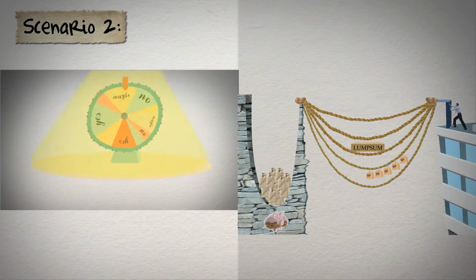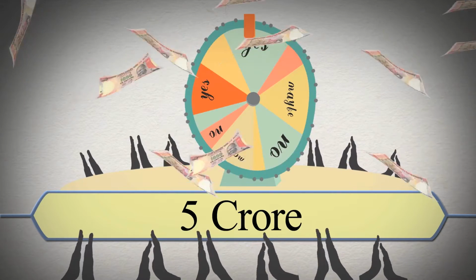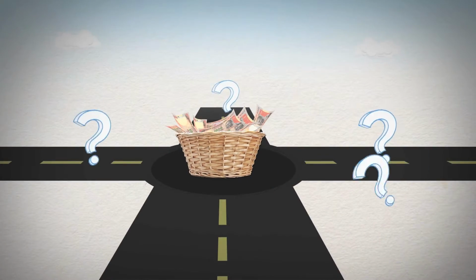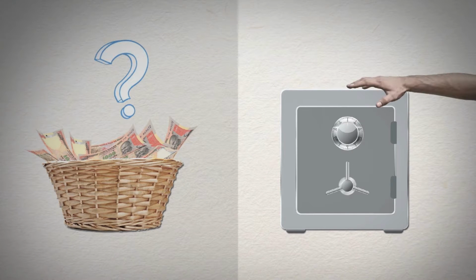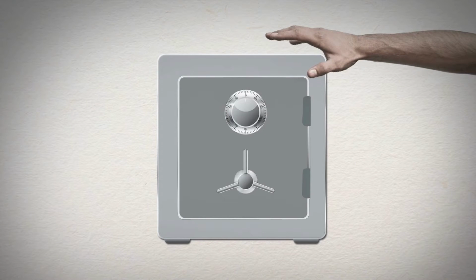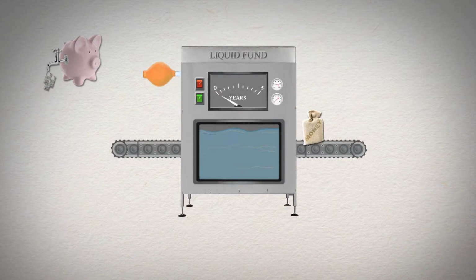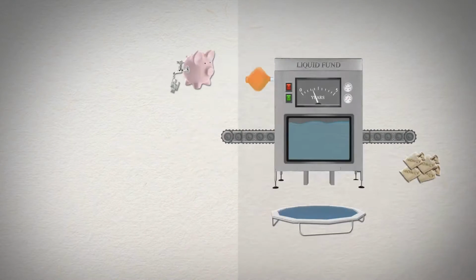Alright, let's look at another scenario. It's your lucky day and you just won a prize of rupees 5 crore at a game show. Obviously, with this sudden windfall of money, you don't already have a plan of how to invest it. So what to do? Instead of leaving the money in a savings account while deciding where best to invest it, investing in a liquid fund or a short-term fund would generate returns in line with the prevailing interest rates with low risk to capital.